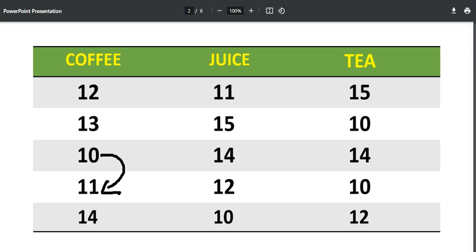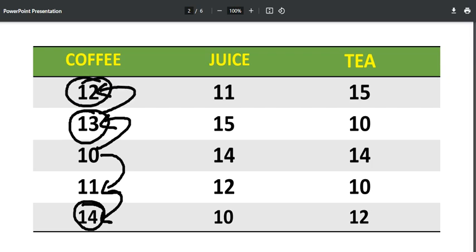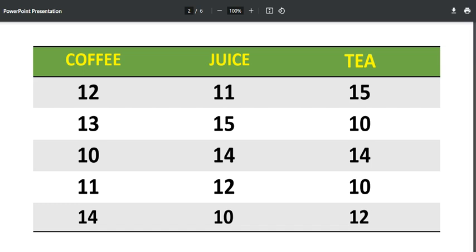10 plus 11, 21, 21 and 4, 25 and 10, 35, 35 and 3, 38, 38 and 10, 48, 48 and 2, 50 and 10, 60. All right, so what we are getting over here is summation of x is equal to 60, right? We are getting 60 over here. Very good. We have just added all these 5, nothing else.